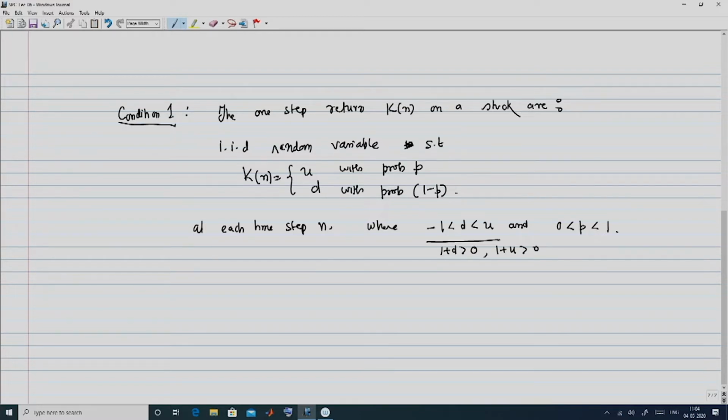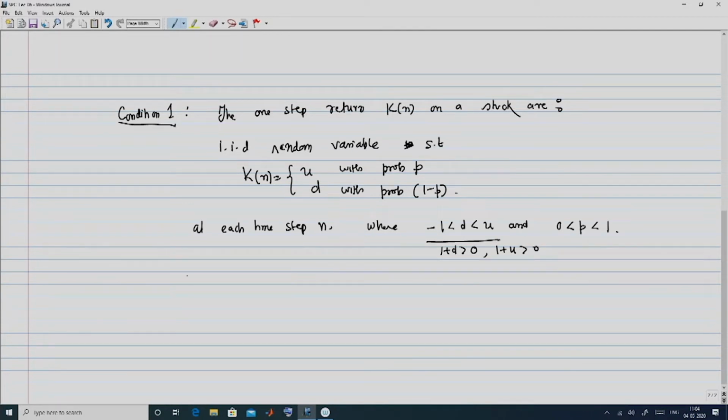And I need 0 strictly less than p less than 1, and the reason I cannot allow p to be equal to 0 or 1 is that if either p equals 0 or p equals 1, that means the return k of n is no longer going to be a random variable, and it will become a certain return, and then it will start acting like a bond.